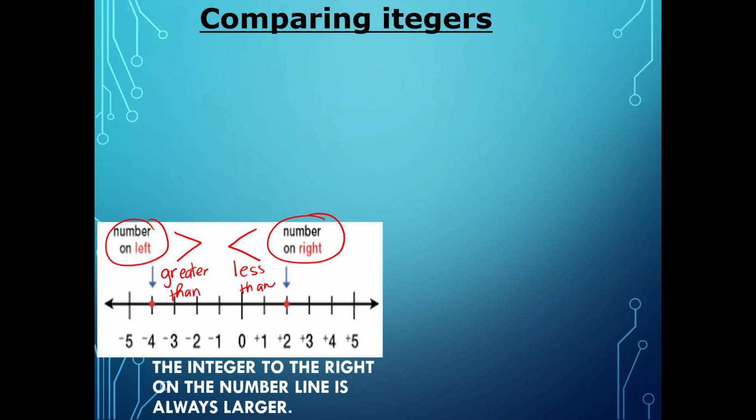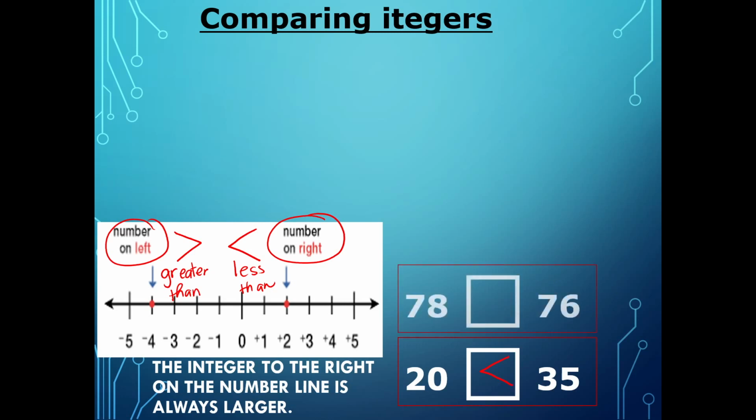Now, I would like you to tell me which symbol to write over here. Number one: 20 and 35. You can answer together. Eldon, what's your answer? Less than is right. Okay, let's have another item.